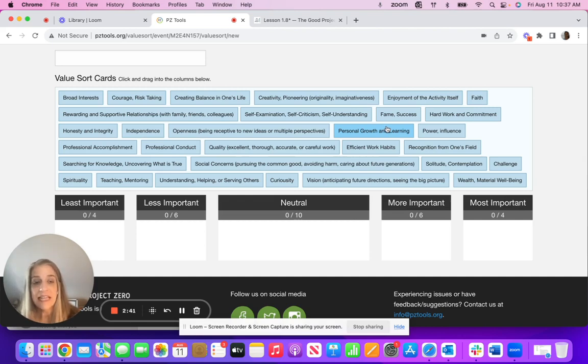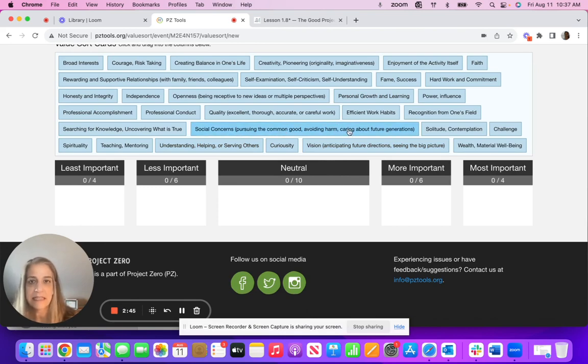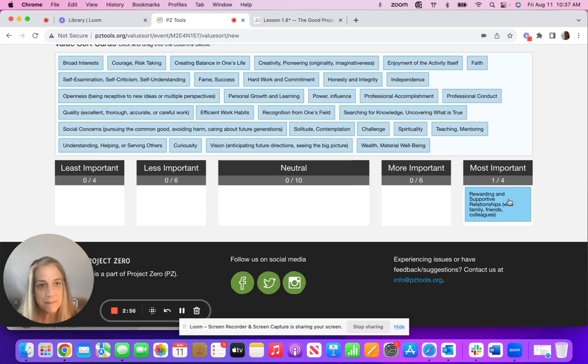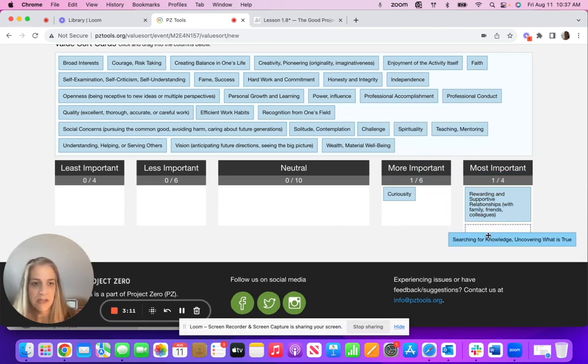So on today, let's see, what's most important to me? I definitely think that important to me are relationships. So rewarding and supportive relationships are always going to be important to me. I put that in the most important column. Curiosity is pretty important. Is it going to be one of my top four? I don't know, but I think I'll put it over here for now. It is important to me to uncover the truth, so I might put that up here in the top.